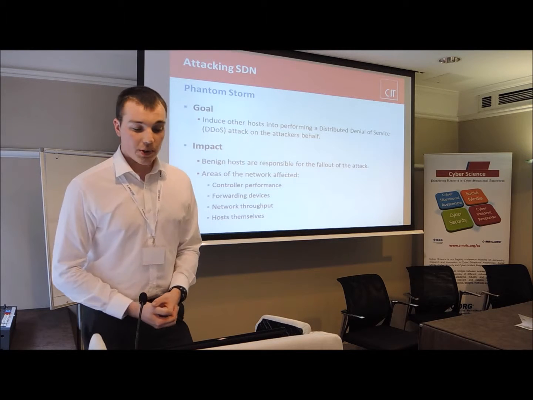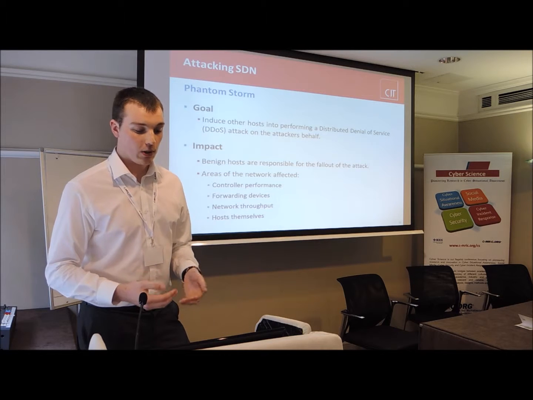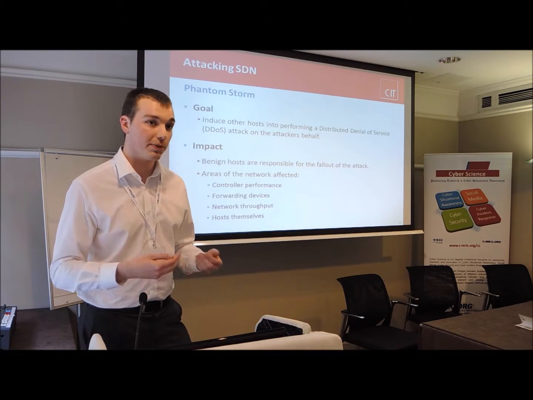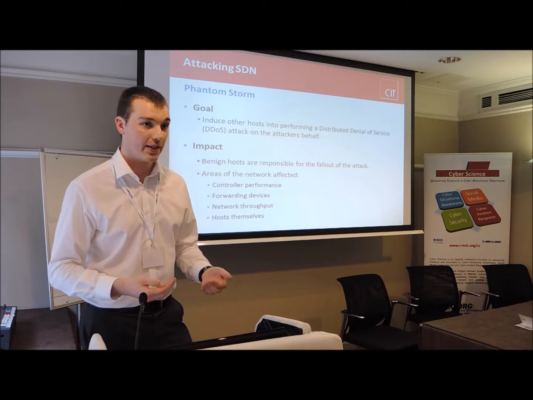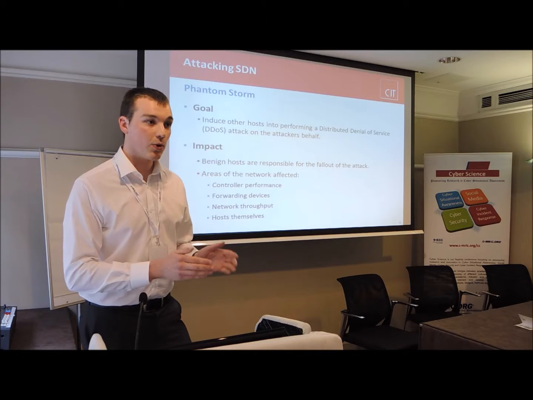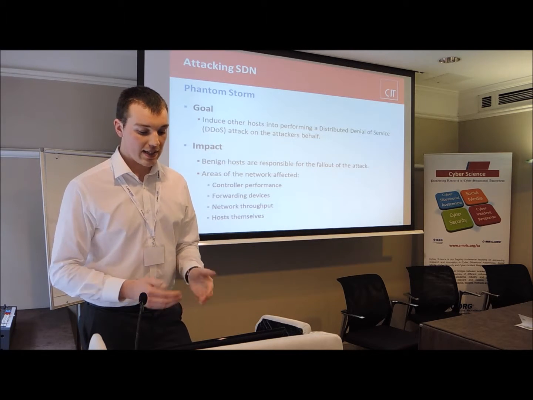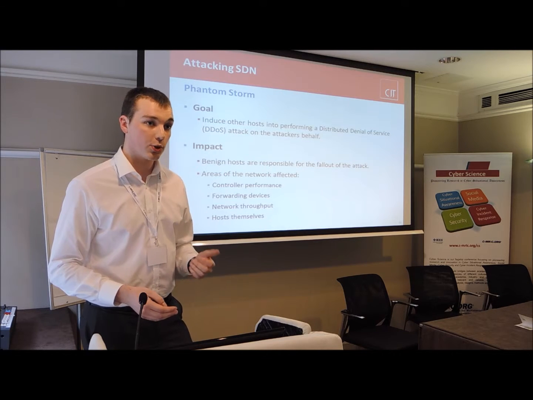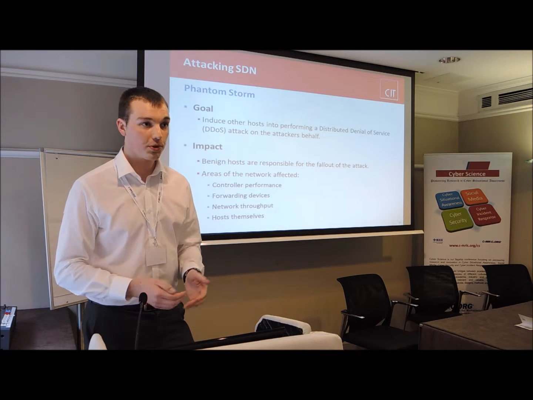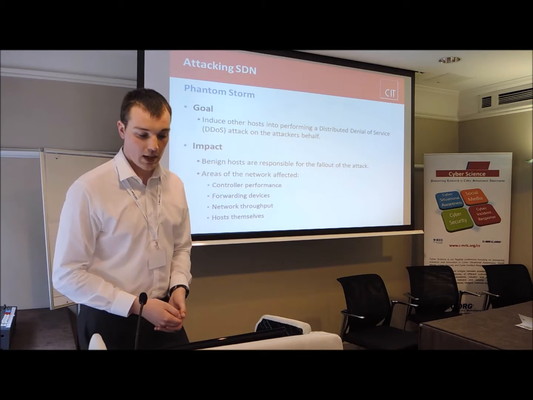So the final attack I'll be talking about today is the phantom storm. This is a distributed denial of service attack, and the goal of this attack is to have the attacker induce other hosts in the network into actually performing the distributed denial of service attack on its behalf. So what actually happens here is that the benign hosts in the network actually end up being responsible for the fallout of this attack. And this attack will essentially affect the performance of the controller and the forwarding devices, and the actual network throughput, or the available network throughput in the network, and potentially the hosts themselves.